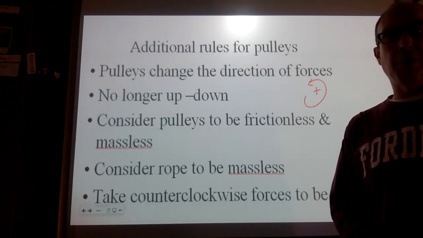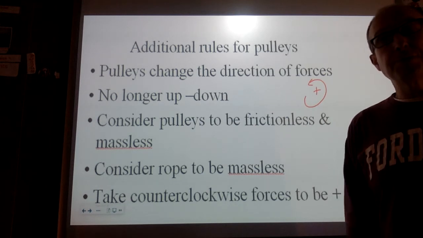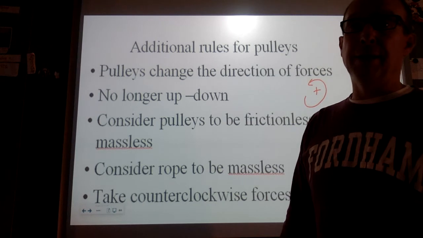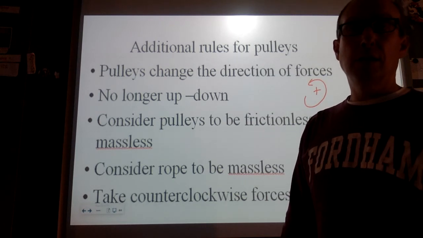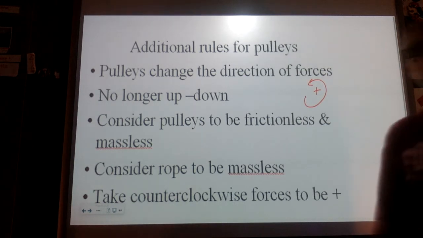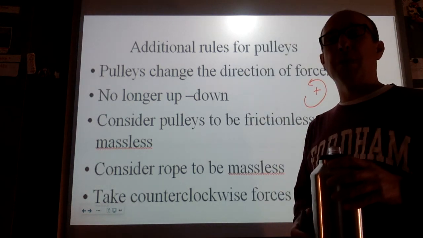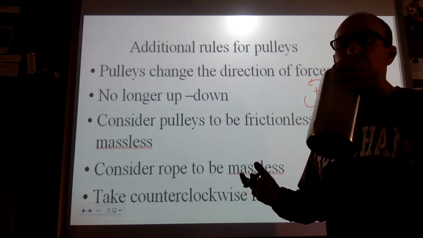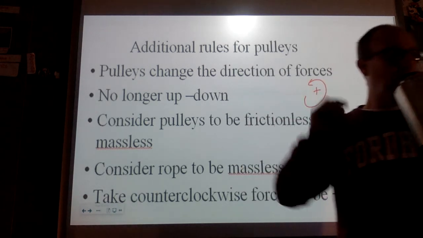For now, our pulleys are going to be massless and frictionless. When they do end up having mass, we'll deal with that in a later part of the year. We're also going to consider our rope to be massless. And for the most part, compared to the masses we're going to be accelerating, this is true. The pulley is very light. The masses are very light.